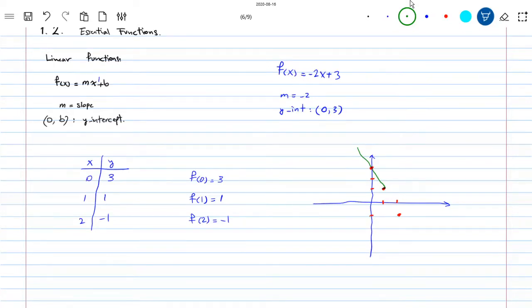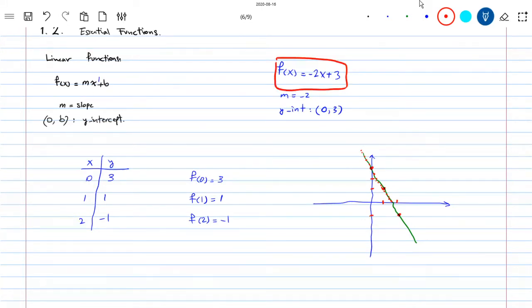By the way, I can never draw a straight line. This is, let's say, the straight line. Let's assume it goes through this point. What does it mean? It means any point that you pick on this straight line, it doesn't really matter where it is, should satisfy this equation.